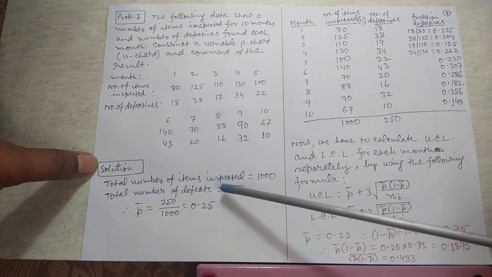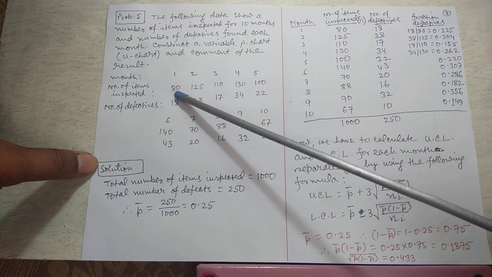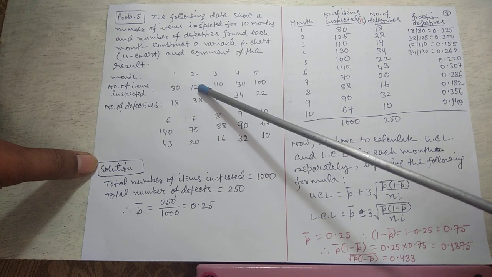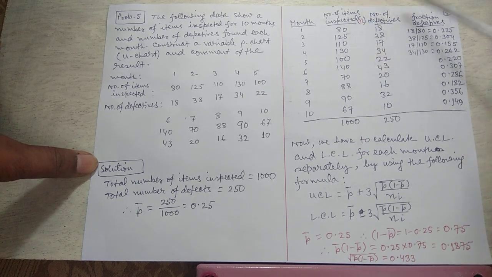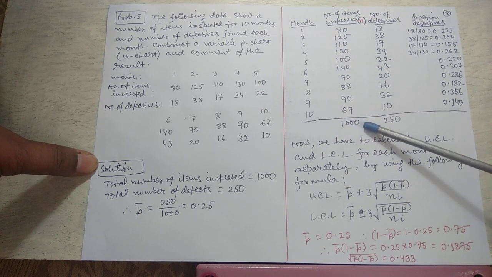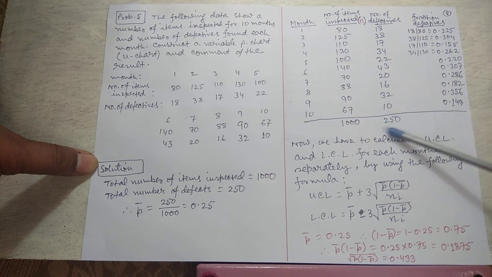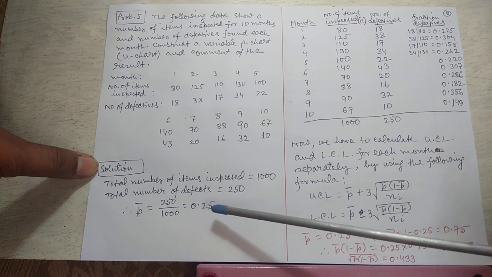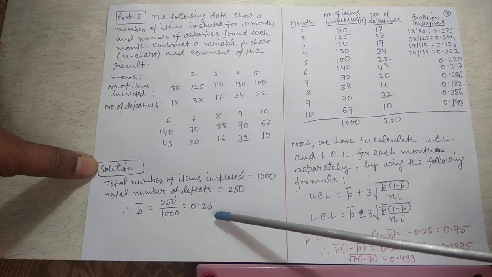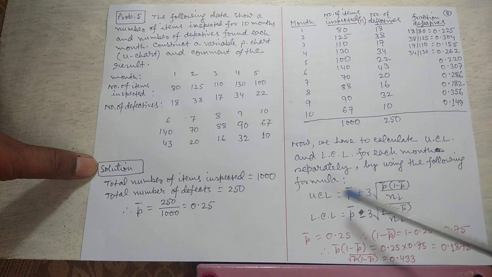So total number of items inspected equals 1000, that is here 80 plus 125 plus 110 plus 130 plus 100. Here you see this table, that is 1000, and total number of defectives 250. So P bar equals 250 by 1000, that is 0.25. This is P bar. Now we have to calculate upper control limit and lower control limit for each month separately by using the following formula.